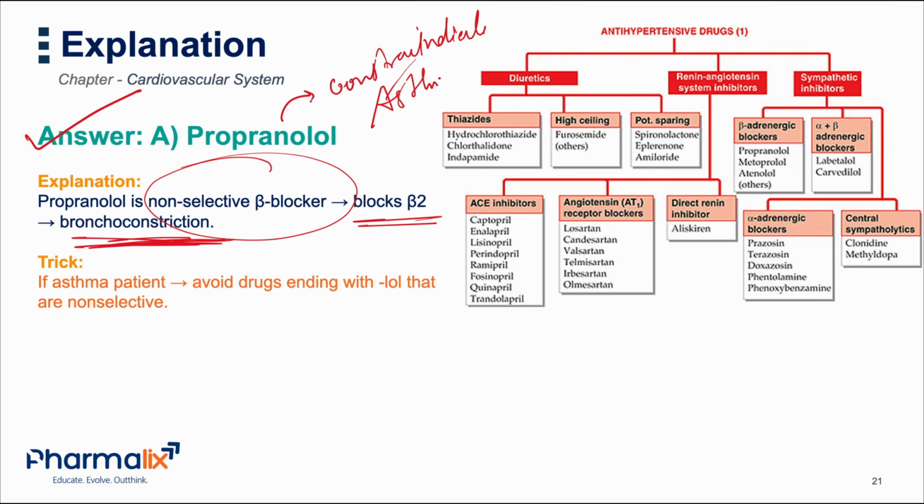And here is the classification which we have to learn, especially about the diuretics, renin angiotensin system inhibitors, sympathetic inhibitors, and then we have ACE inhibitors, direct renin inhibitors and alpha adrenergic blockers, as well as the central sympatholytics.